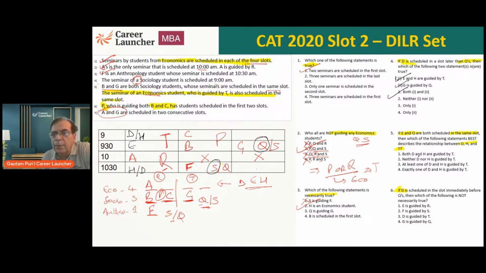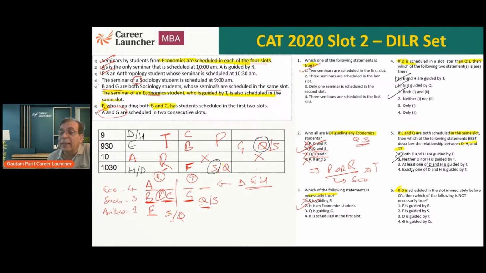Okay. Both D and H are guided by T. No. Both D and H are not guided by T. One of them is guided by T. So statement 1 is wrong. Neither D nor H is guided by T. No. At least one of them is guided by T. Third statement, at least one of D and H is guided by T. Yes, in this case, this is happening. Statement 4, exactly one of D and H.